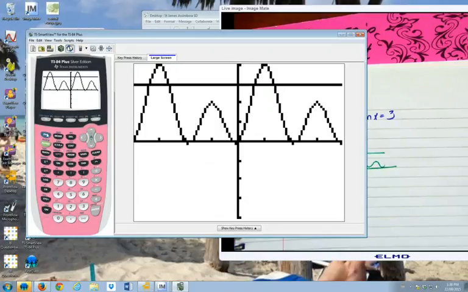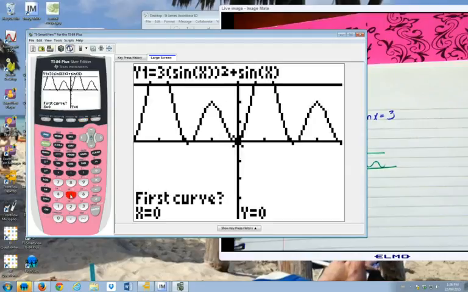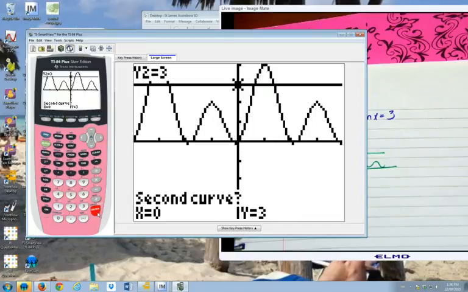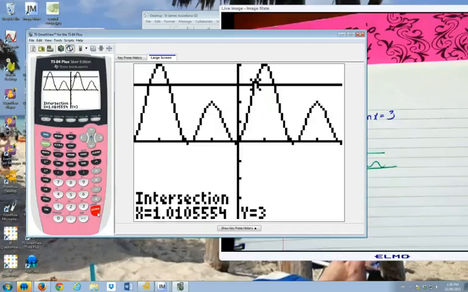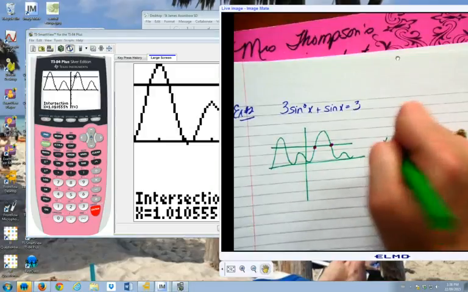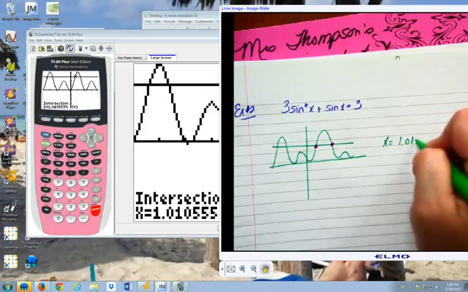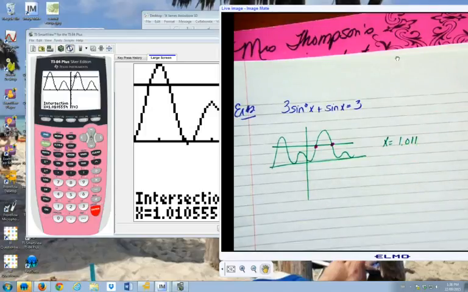To find the intersection points, it's second function calc, number 5. The first one doesn't really matter because it usually throws the cursor on the origin, so usually the first one you can just go enter, enter, enter. You don't usually need to move until the second one. Give me the 3 decimal places. That's the first answer, 1.011. Confirm.